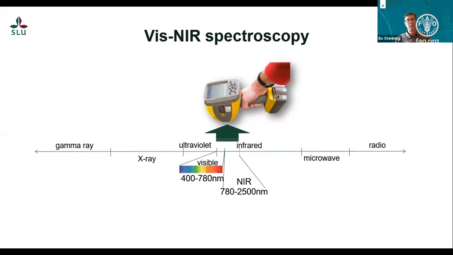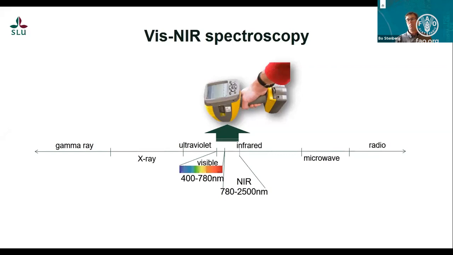Visible is, of course, what we can see with our eyes, and it's from 300 or 400 nanometers, depending on who you ask, up to 700 or 780, also depending on who you ask. And then the part of the infrared nearest to the visible, that's why it's called near infrared, goes up to about 2,500. Sometimes you can see also 3,000 nanometers.